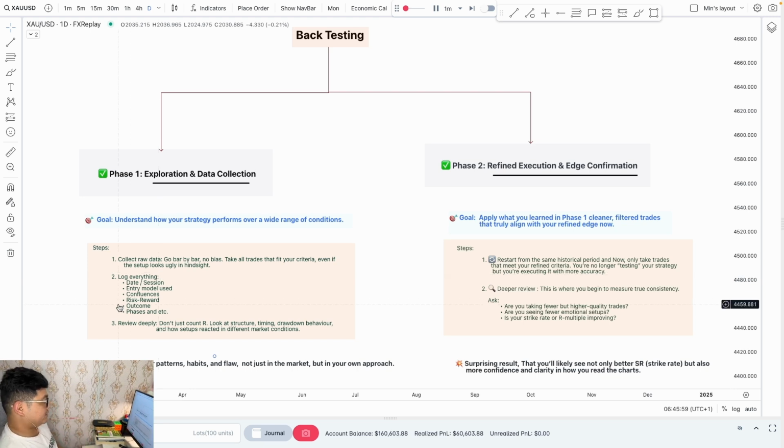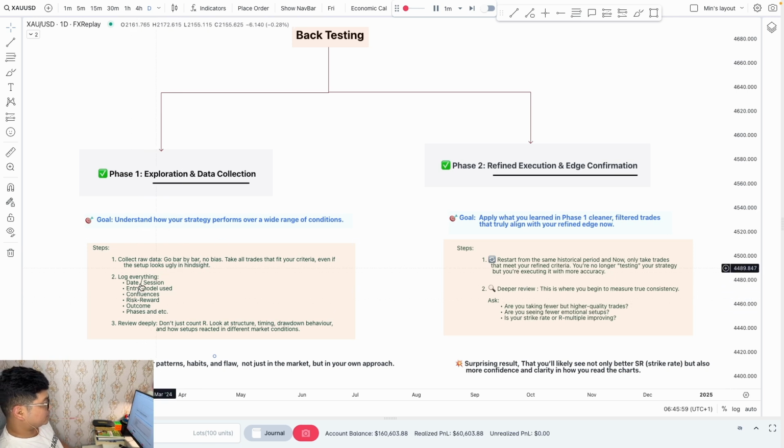In the second step, log everything. You can use Notion, you can use Microsoft Excel, whatever it is, but make sure you log all the data, because if you don't save the data, you won't be able to refine it or review it at the end of the backtesting. So this is really crucial.